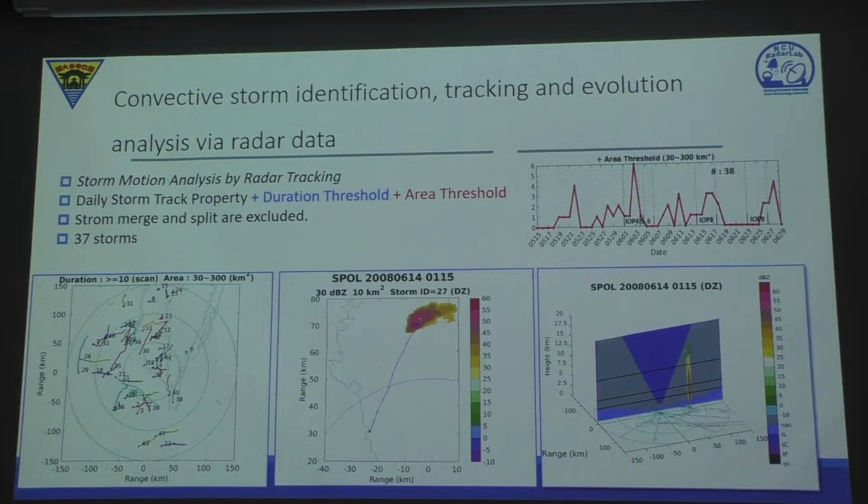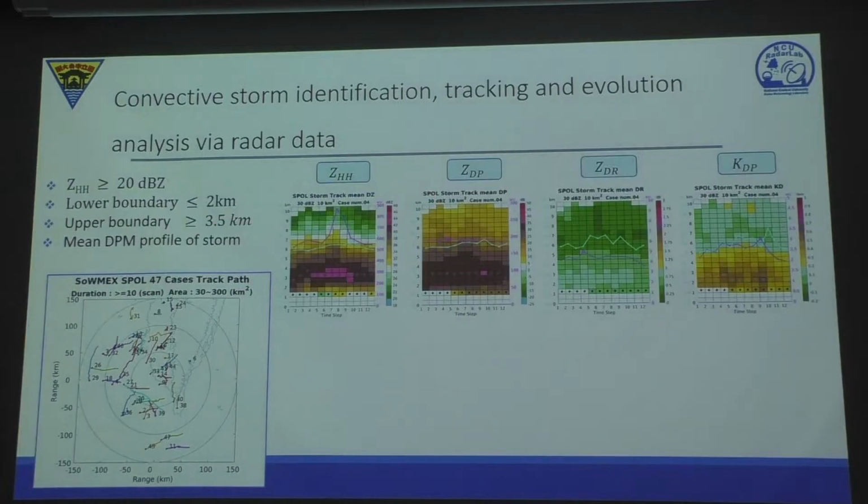So we choose a single cell, a relatively small convection with sufficient time, so we can actually get the evolution. And for each storm, because we have the vertical structure, we are able to derive the vertical structure in terms of reflectivity, ZDR, and KDP. Here represents the time from 1 to 12 scans. For each radar scan, we have one vertical profile. And this is the altitude from 0 to 10 kilometers.